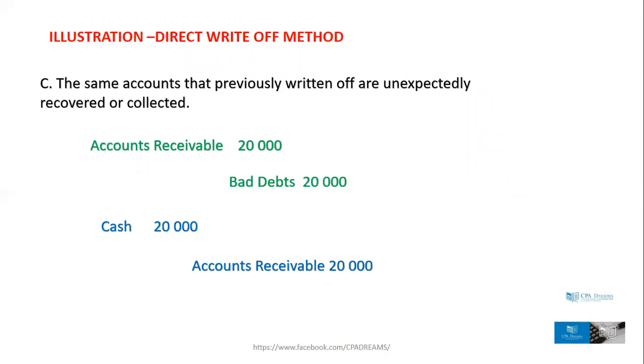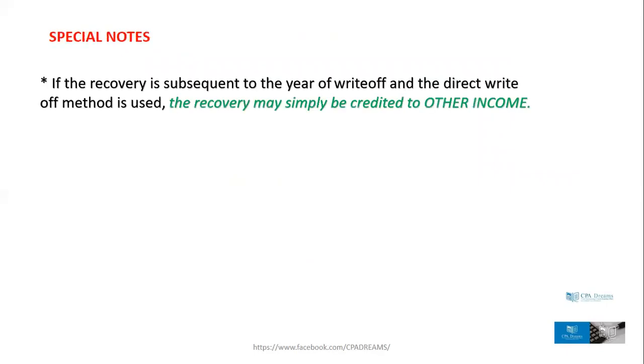If you don't understand, then you can pause or you can rewind the video and play it again. I have special notes. Okay, so if the recovery is subsequent to the year of write-off and the direct write-off method is used, the recovery may simply be credited to other income. Now, let's say doubtful accounts in the income statement.